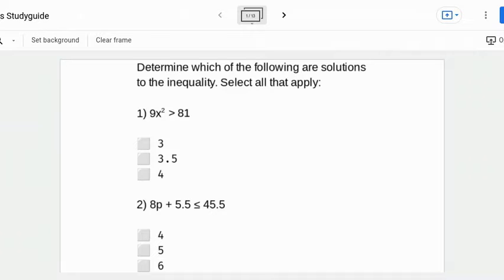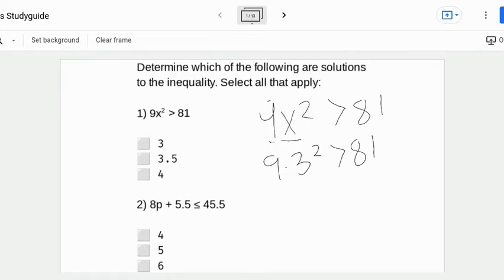So we have 9x squared is greater than 81, and it says to plug in a 3. Remember, if our coefficient and our variable are touching, that means multiply. So 9 times 3 squared is greater than 81. Exponents have to come first. 3 squared means 3 times 3, which is 9. 9 times 9 is 81, is 81 greater than 81? No.